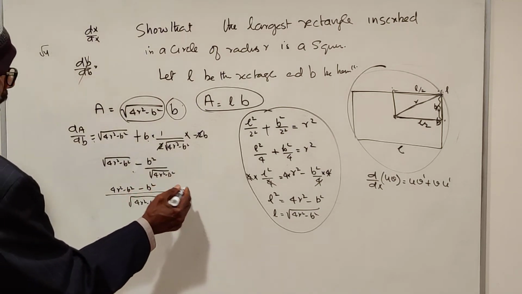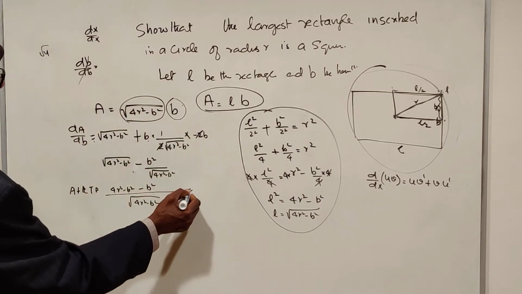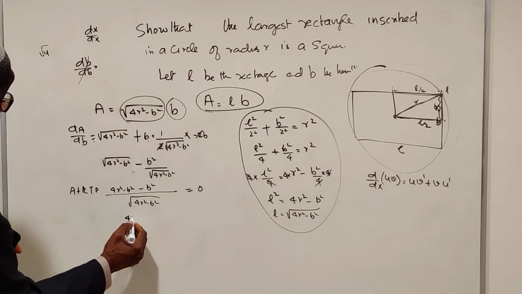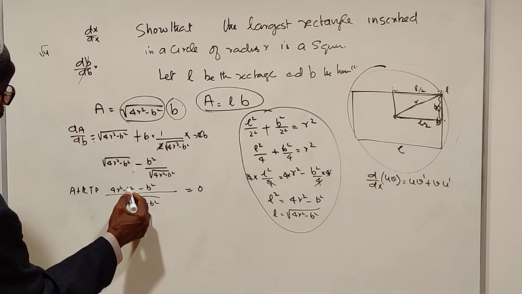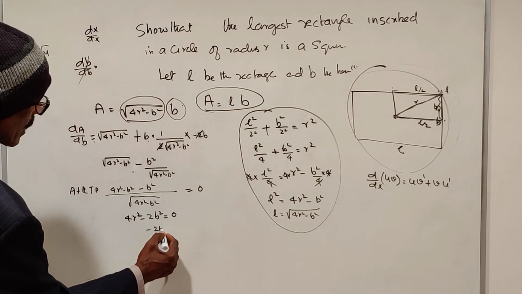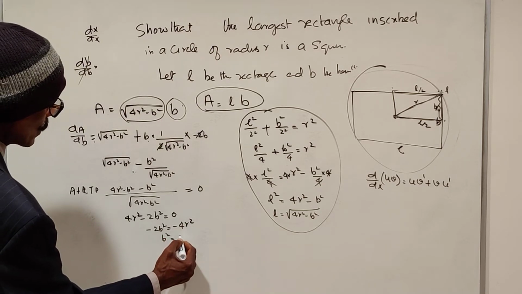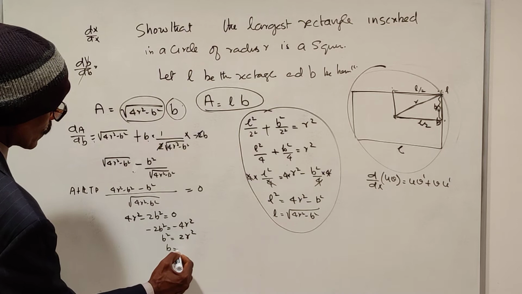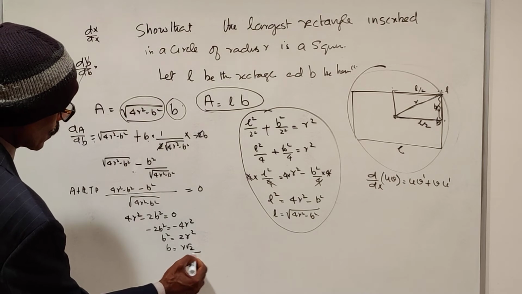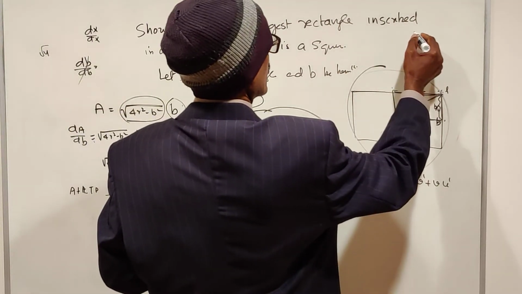So at the turning point, this is equal to 0. When you cross multiply, the numerator is also equal to 0. That is 4R square minus 2B square equals 0. So minus 2B square equals minus 4R square. B square equals 2R square. B is equal to R root 2. That is the turning point.